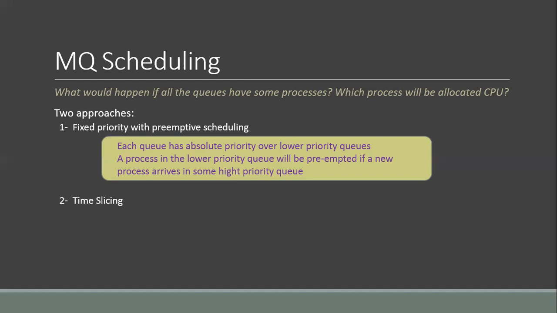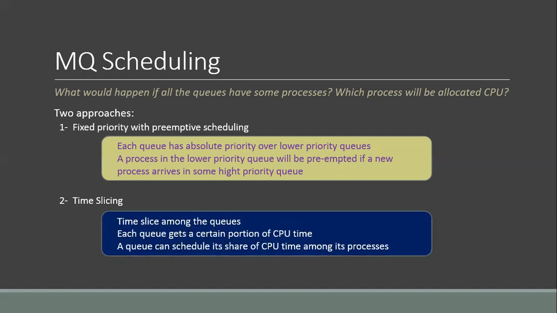The second scheme is time slicing. In this scheme, time slice is used among the queues. This means each queue gets a certain portion of CPU time. For example, processes in the foreground queue can use 80% of the CPU time, whereas processes in the background queue may use 20% of the CPU time.